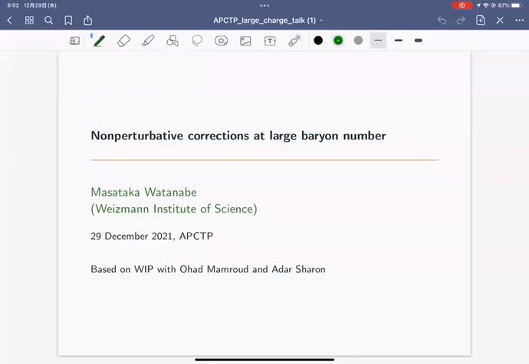Great. So I'm going to talk about non-perturbative corrections at large variable number, or large charge expansion. I'm from the Weizmann Institute of Science, and this is based on work in progress with two of the students there.